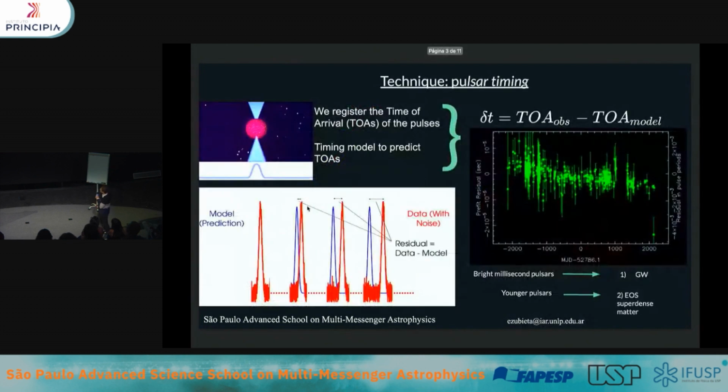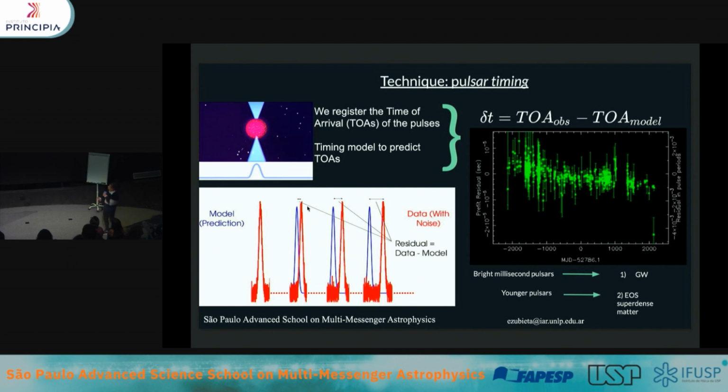Next one, please. So the technique that we use to study pulsars is quite simple. The idea is to register the time of arrival of the pulses, also called TOAs. And on the other side, we develop a timing model capable of predicting the times of arrival.